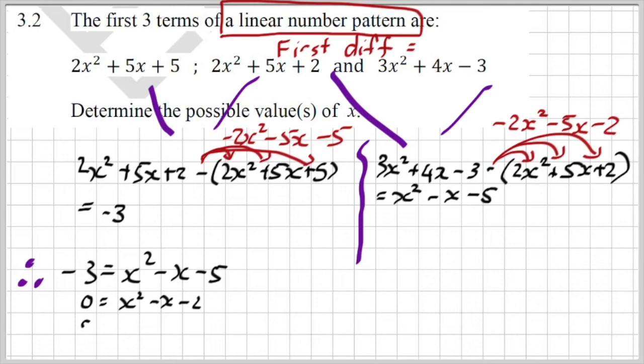This is a normal quadratic equation. So I'm going to factorize and get my two values for x. So therefore, if x is 2 or if x is negative 1, then my expression will be a linear number pattern. Wow, beautiful. I've seen this question being asked a lot of times at matric level, but that doesn't mean it can't come up in your grade 11 exam paper.